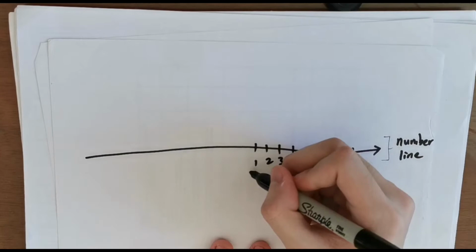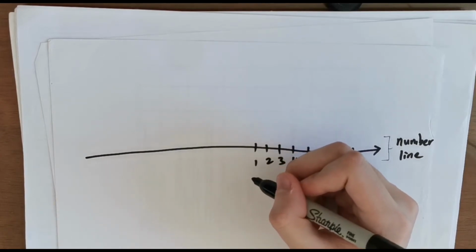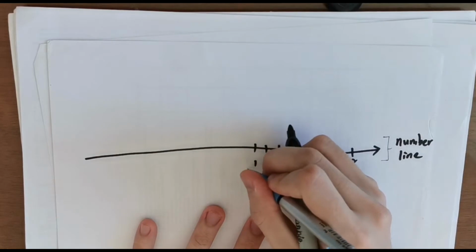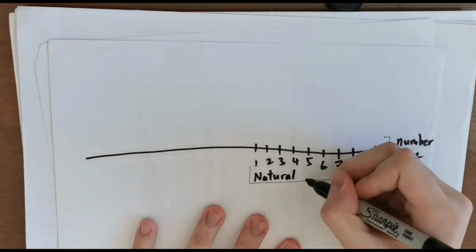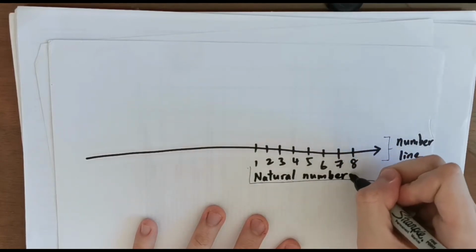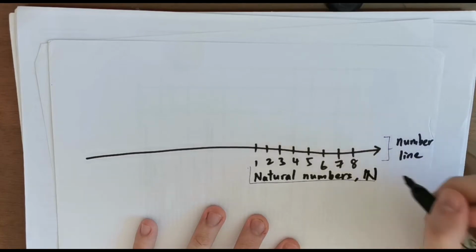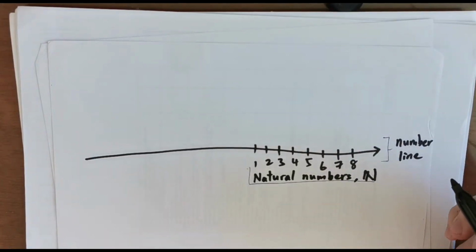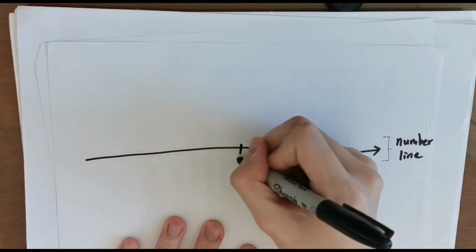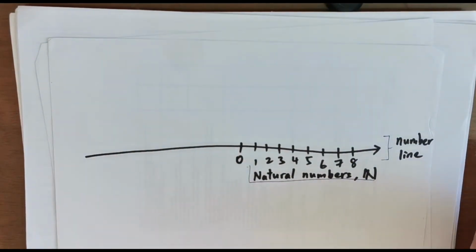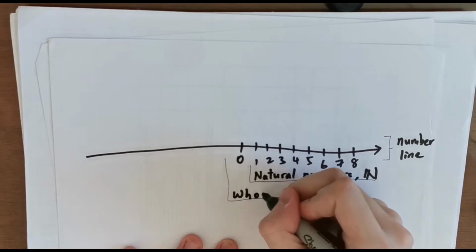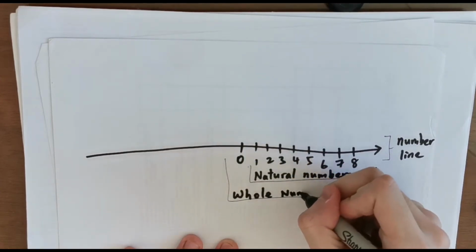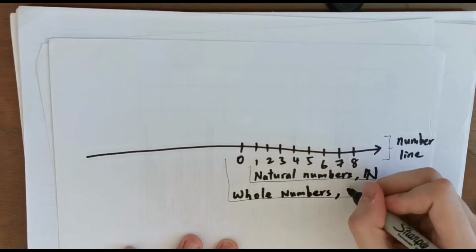So from 1 up to, well, positive infinity, we have the natural numbers, which symbolizes N. Then here we have 0, which symbolizes empty and nothingness. Including 0, we have the whole numbers, which uses the symbol W.